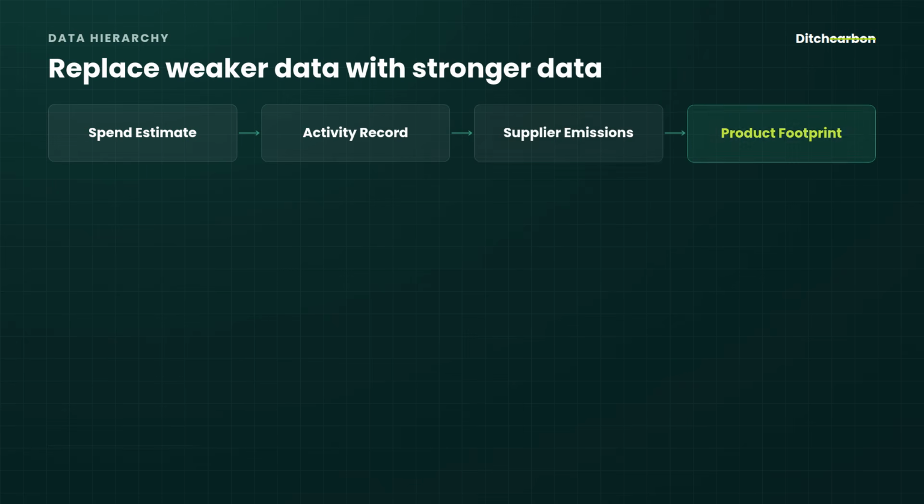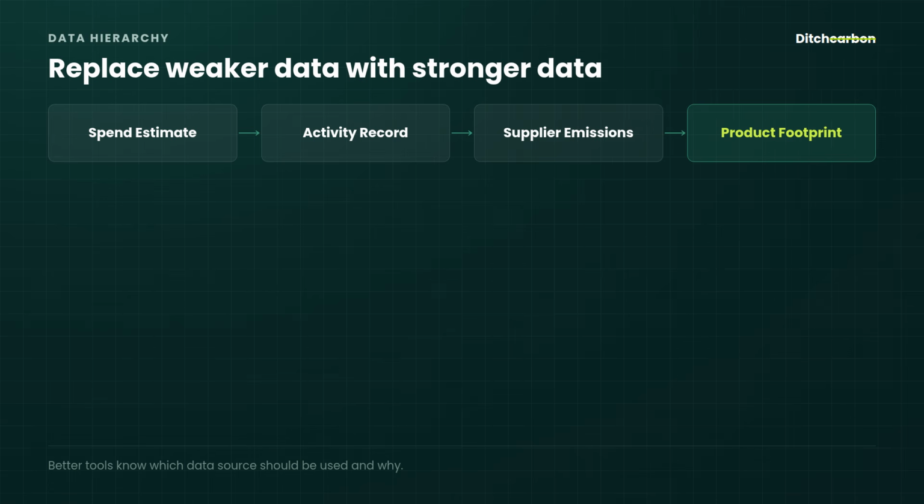Another capability that matters is data hierarchy. Say you have a spend-based estimate for a supplier, then they provide company-level emissions. Later, they provide a product carbon footprint for the exact product you're buying. The stronger data should replace the weaker estimate in the relevant part of the inventory. That sounds obvious, but at scale it isn't trivial.